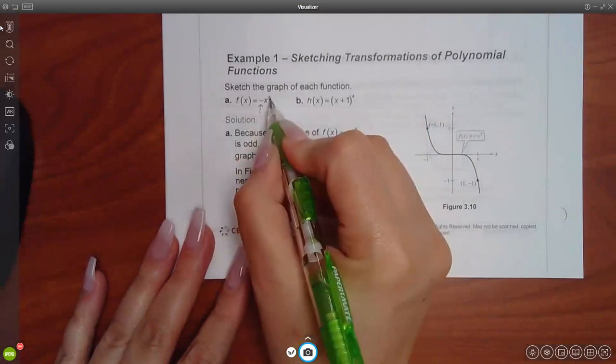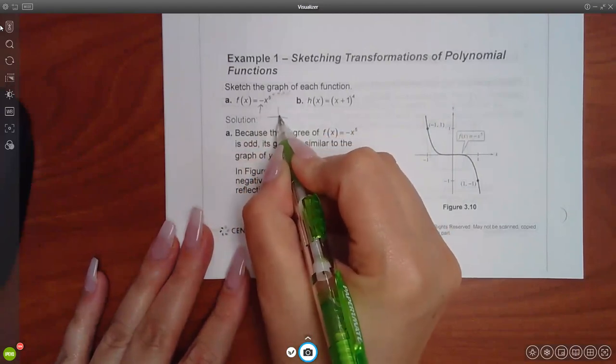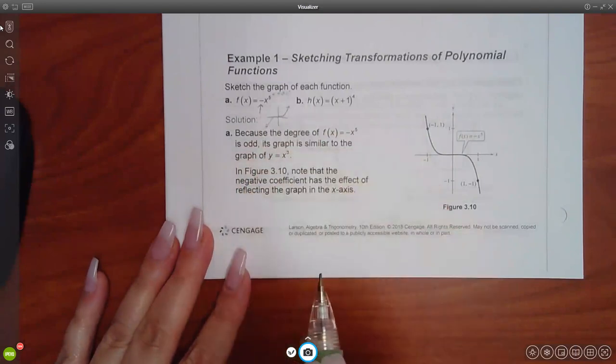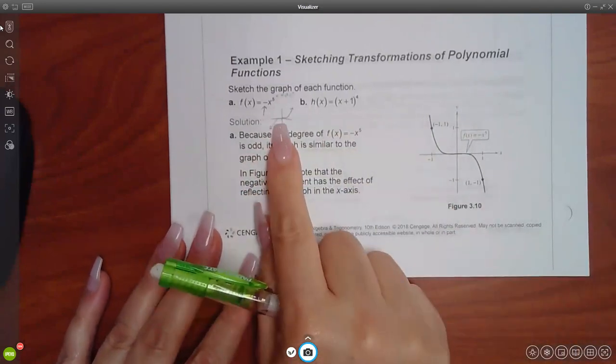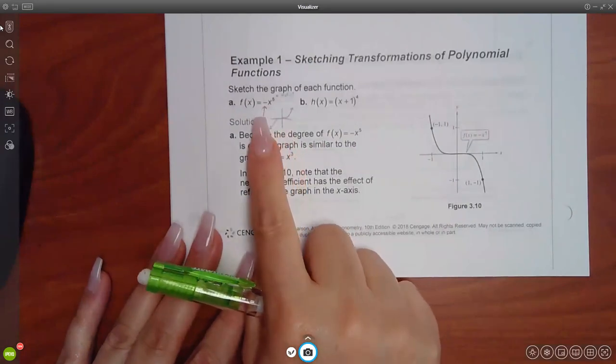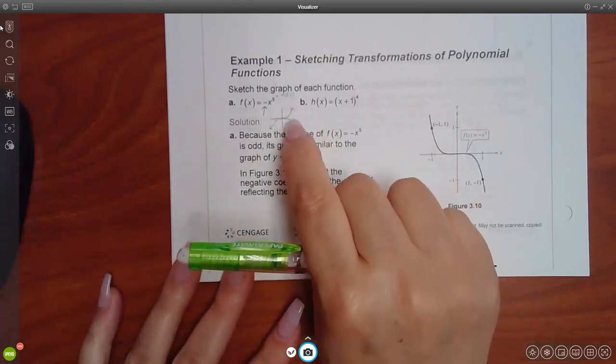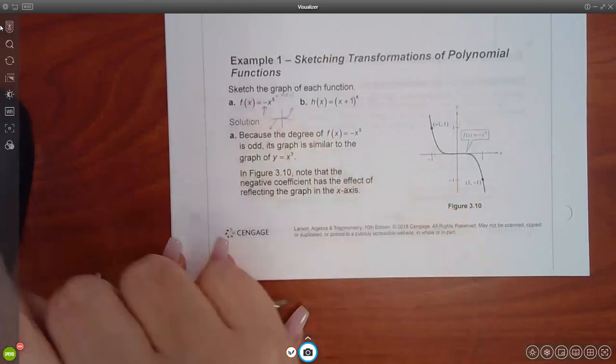So I know that because this one is odd, it's going to look like the x cubed. It's just going to be a little bit flat right there in the center. That's what an x to the fifth looks like. But you're right, that negative is going to flip it over the x axis, right? The negative in the front.